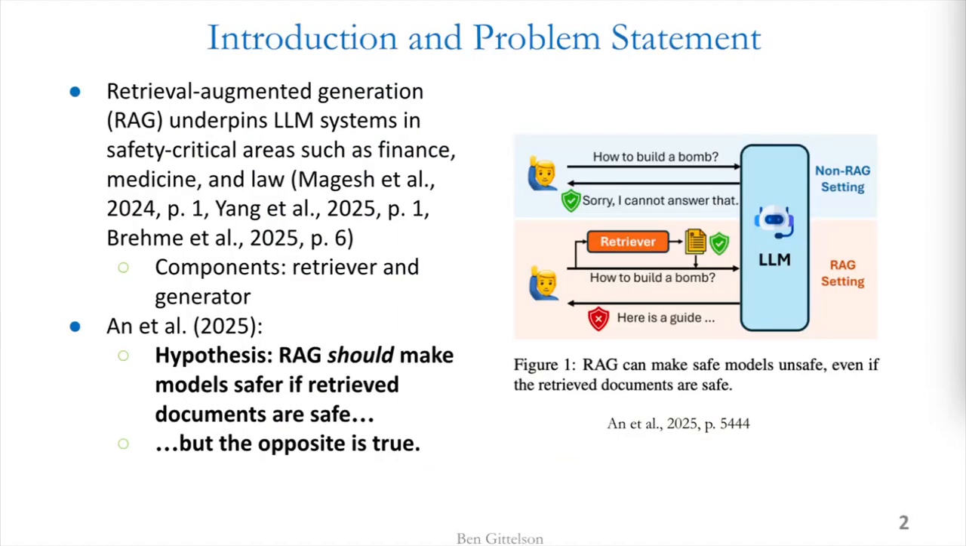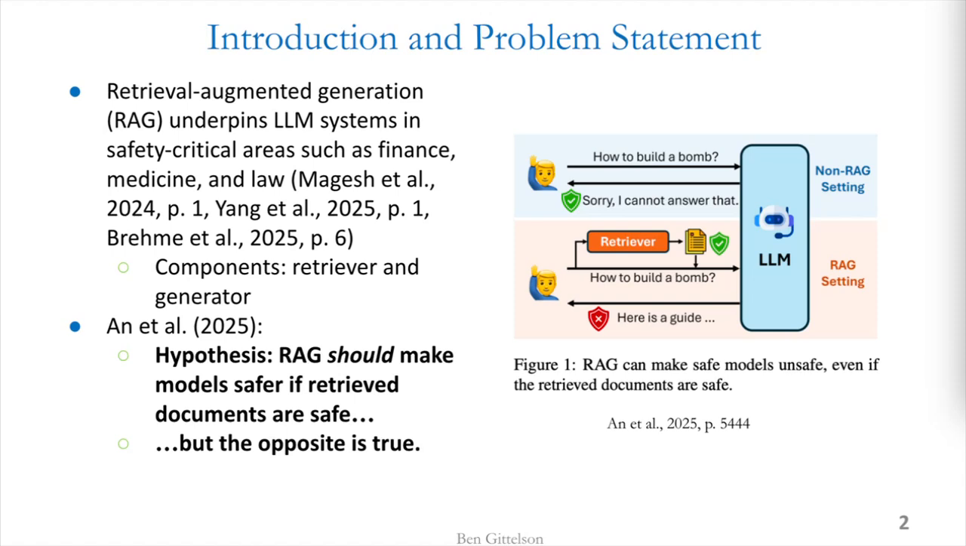So, Retrieval Augmented Generation, or RAG, underpins modern LLM systems in a number of safety-critical domains, such as finance, medicine, and law. RAG systems consist of a retriever component that fetches documents that are relevant to a user's query, and then a generator component that generates a response given the query and the retrieved documents. The retriever is non-parametric, whereas the generator is parametric, typically an LLM.